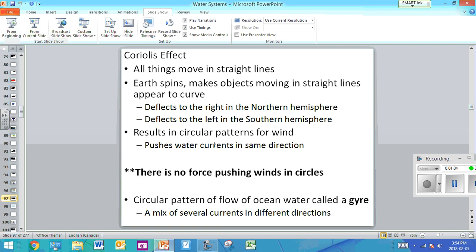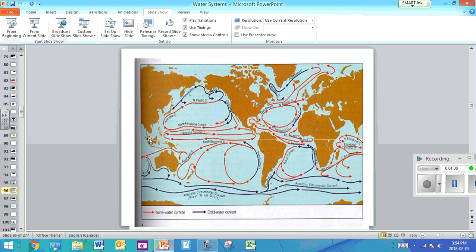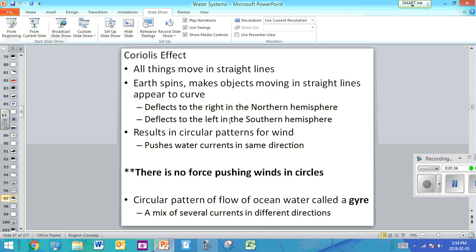And this results in circular patterns for the wind and the ocean currents that are driven by the wind and the surface waves, all being pushed in the same directions. But of course, there's no actual force pushing them. It's just the appearance of a push because the Earth is spinning underneath these lines moving. Circular patterns of the flowing oceans form these gyres, and that's just the name that we're giving to them.